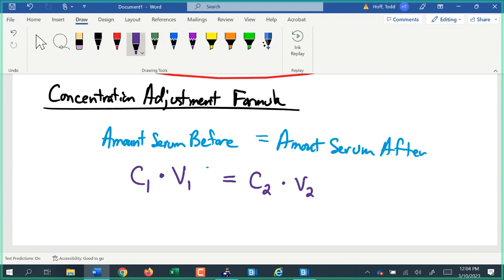When we get into the algebra section in Unit 4, we'll refer to this as what's called an inverse relationship. If the volume gets larger, the concentration has to get smaller because the total amount of serum or active ingredient has to stay the same.